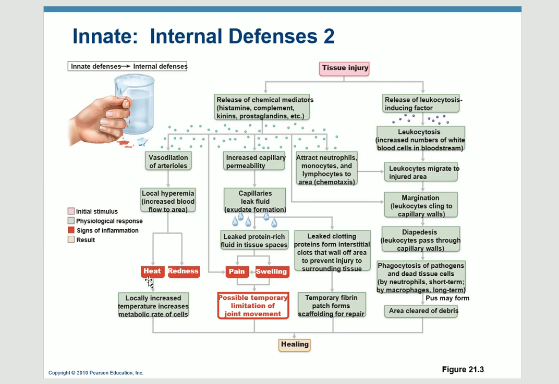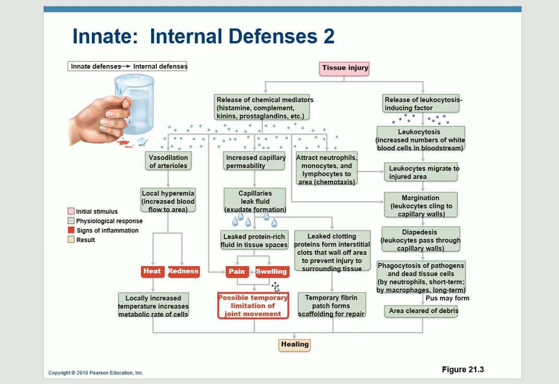Also, think of summertime. Your blood vessels are dilated on the surface of your skin to release some heat. So you feel heat radiating off your face. That's going to hopefully increase the metabolic rate of cells and cause you to heal more quickly. So locally increased temperature increases metabolic rate of cells, promotes healing. So that's just one little branch off of tissue injury.